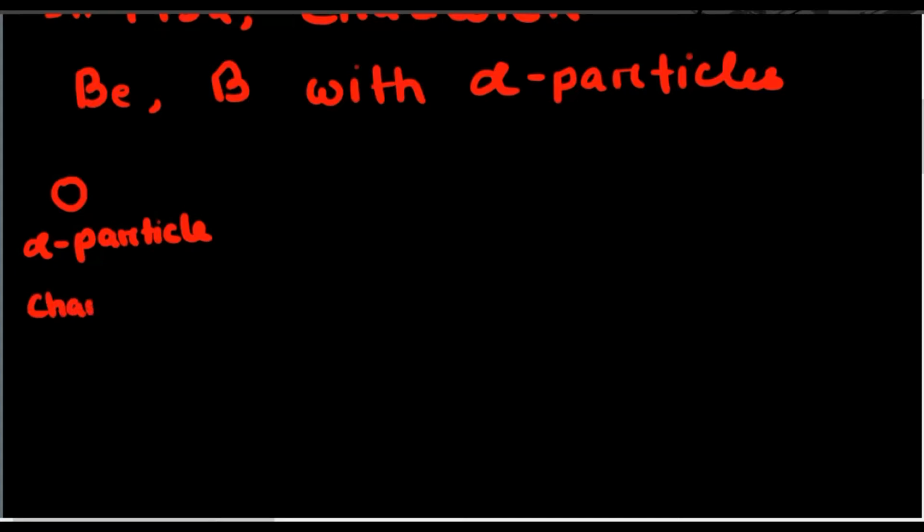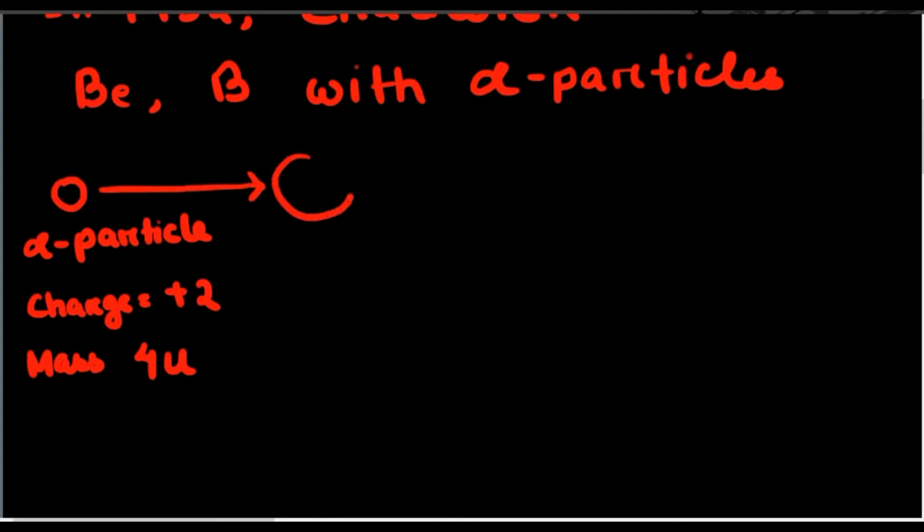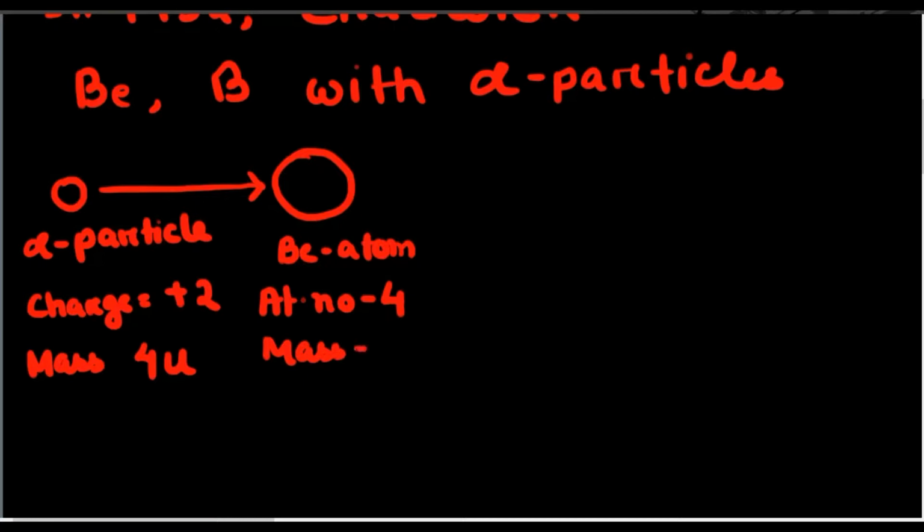with charge +2 and mass 4 unit. So he used the alpha particles to bombard a beryllium atom with atomic number 4 and mass 9 unit.